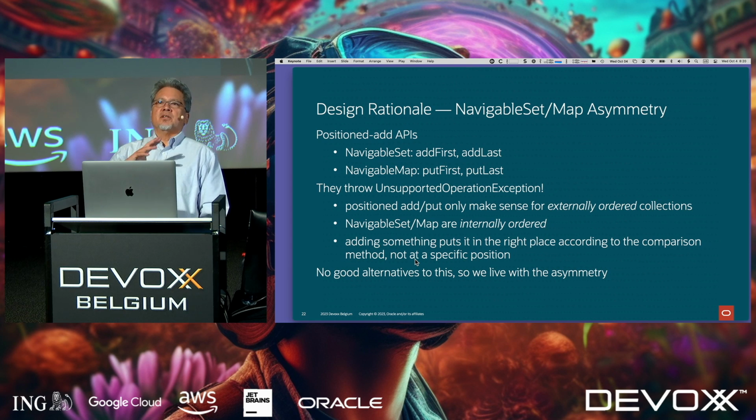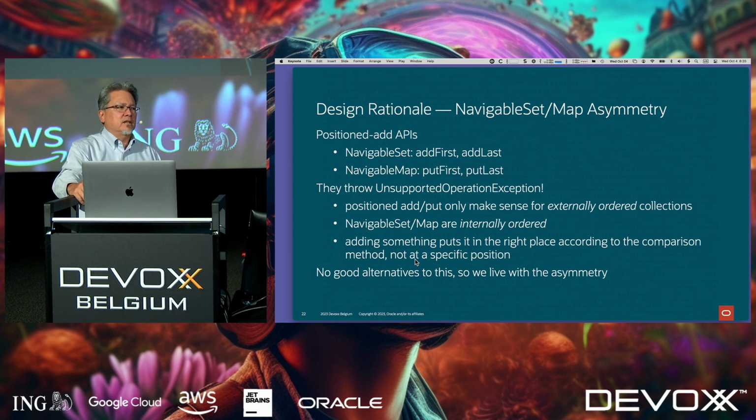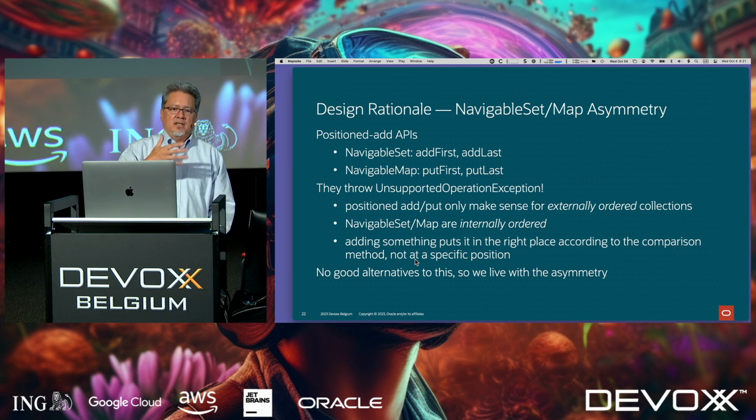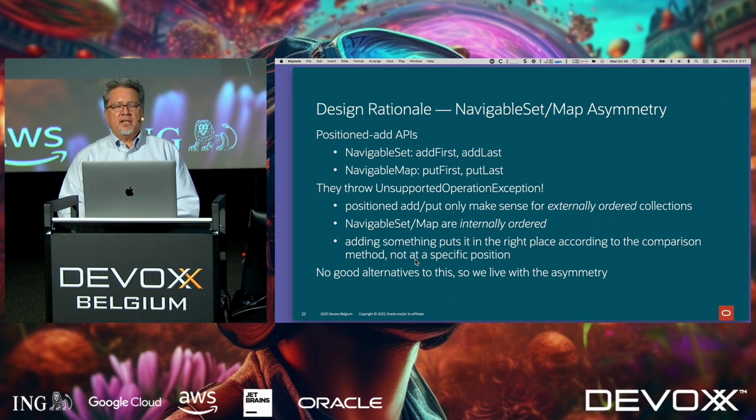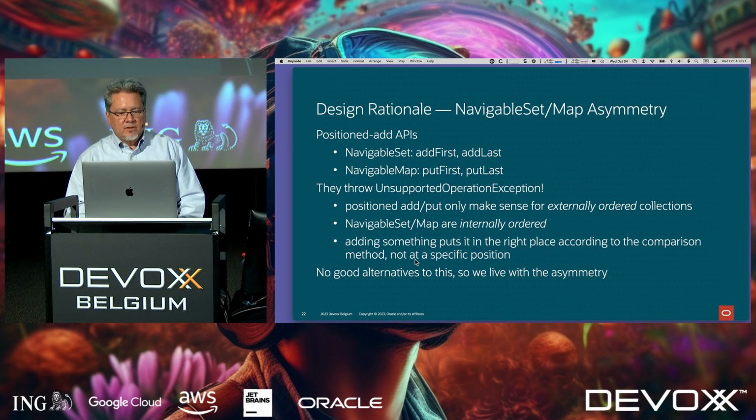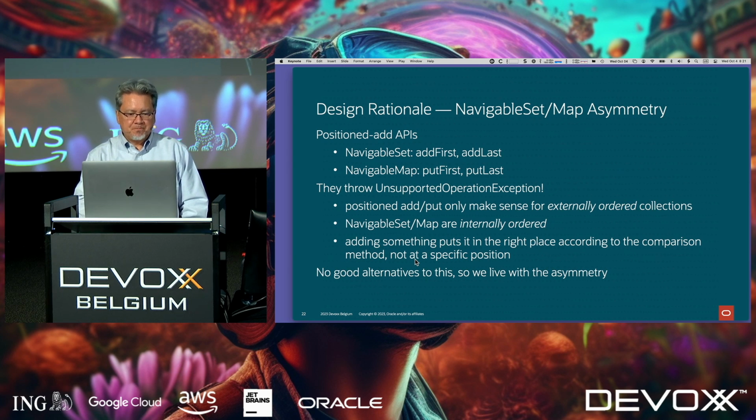This goes back to what I was saying earlier about internal ordering versus external ordering. The navigable family of interfaces is internally ordered. Those elements are sorted by the values that they have. So you cannot put something at the first element. That would simply not make sense, because you can't put an arbitrary element at the first position, because when you put something into these, they will put it into the right position, not the one you ask for. So it simply doesn't make sense. There's a small design space of alternatives to this, but really none of the alternatives are reasonable.